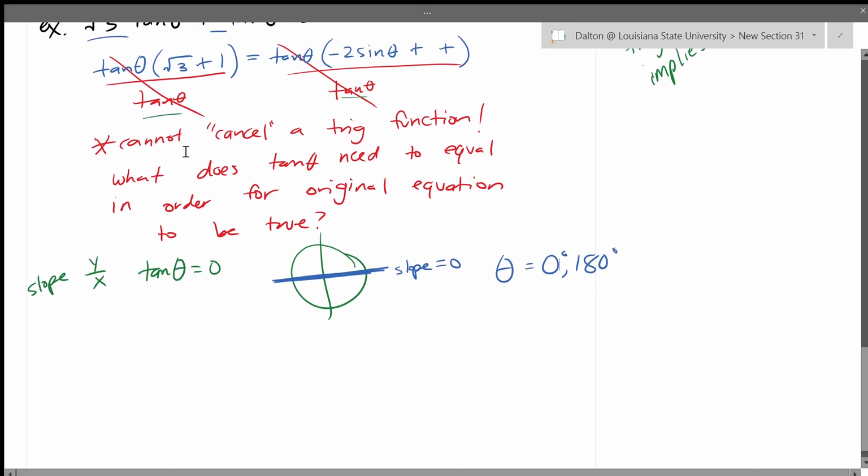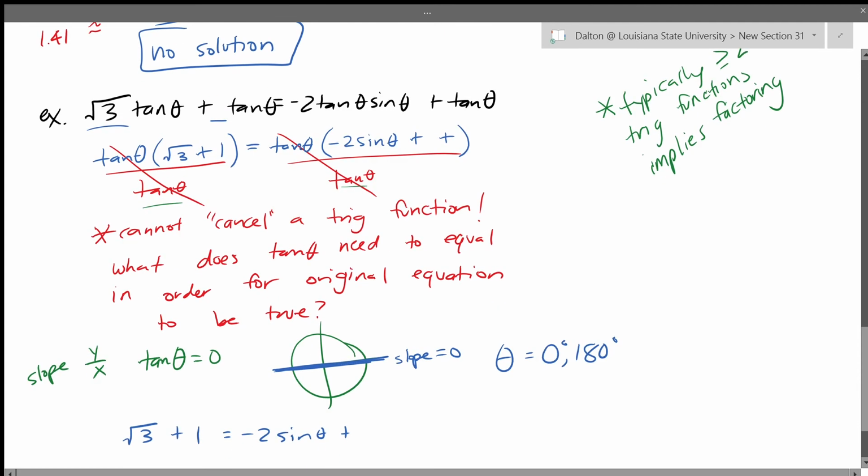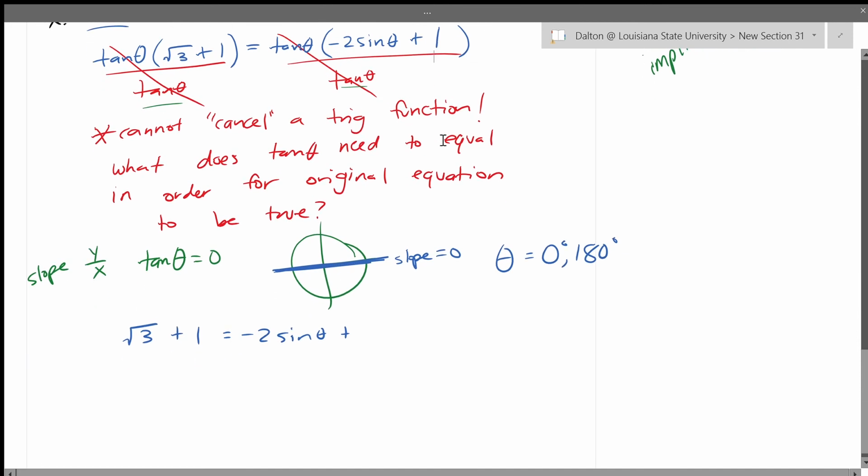Now, let's look at what's left in that problem. On the left side, we have square root of 3 plus 1. On the right-hand side, we have negative 2 sine theta plus, what the heck was this over here? Up here should have been 1. Did I write another plus sign? I don't even know what that is. Okay, so that should just be 1. Negative 2 sine theta plus 1. So down here would be negative 2 sine theta plus 1.